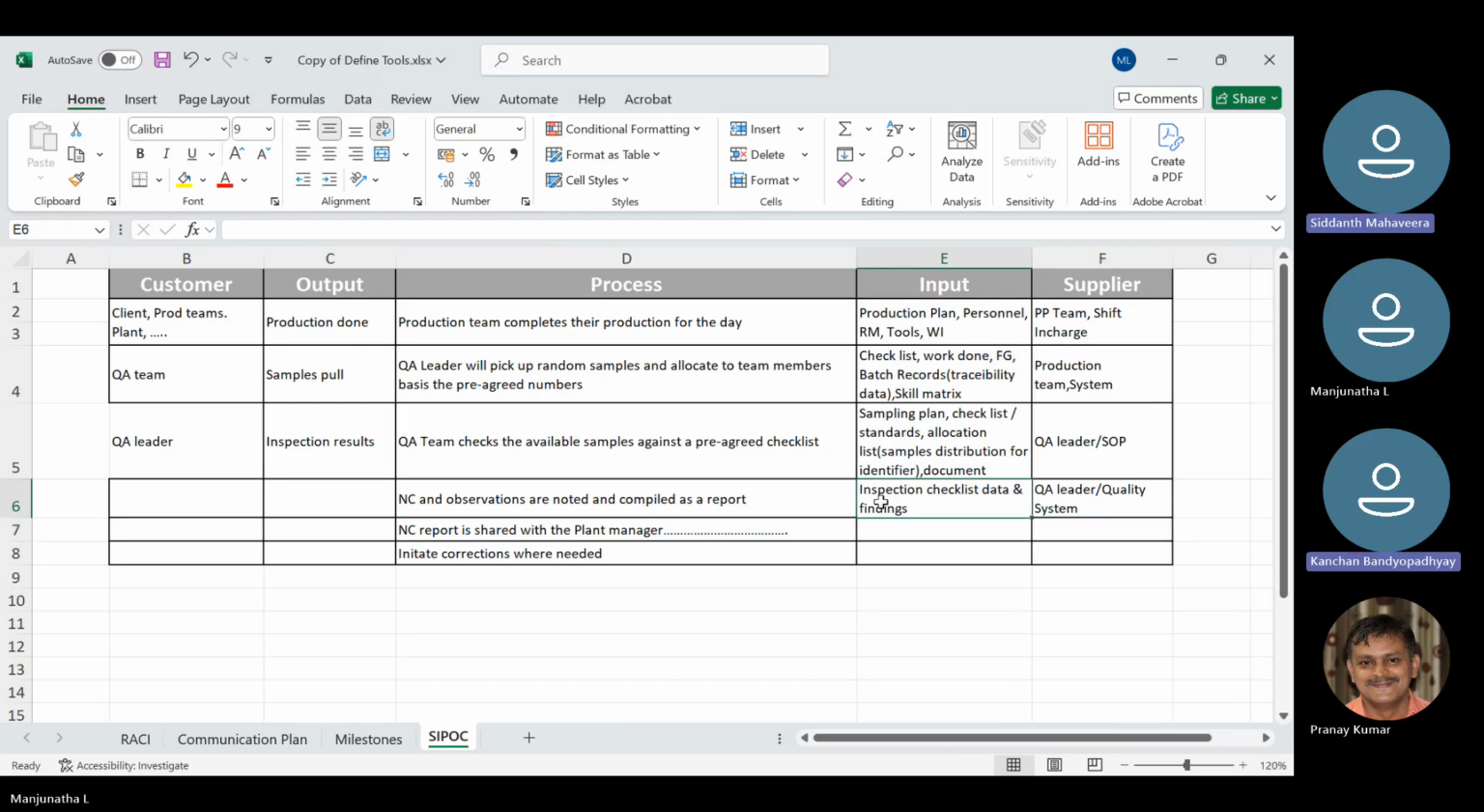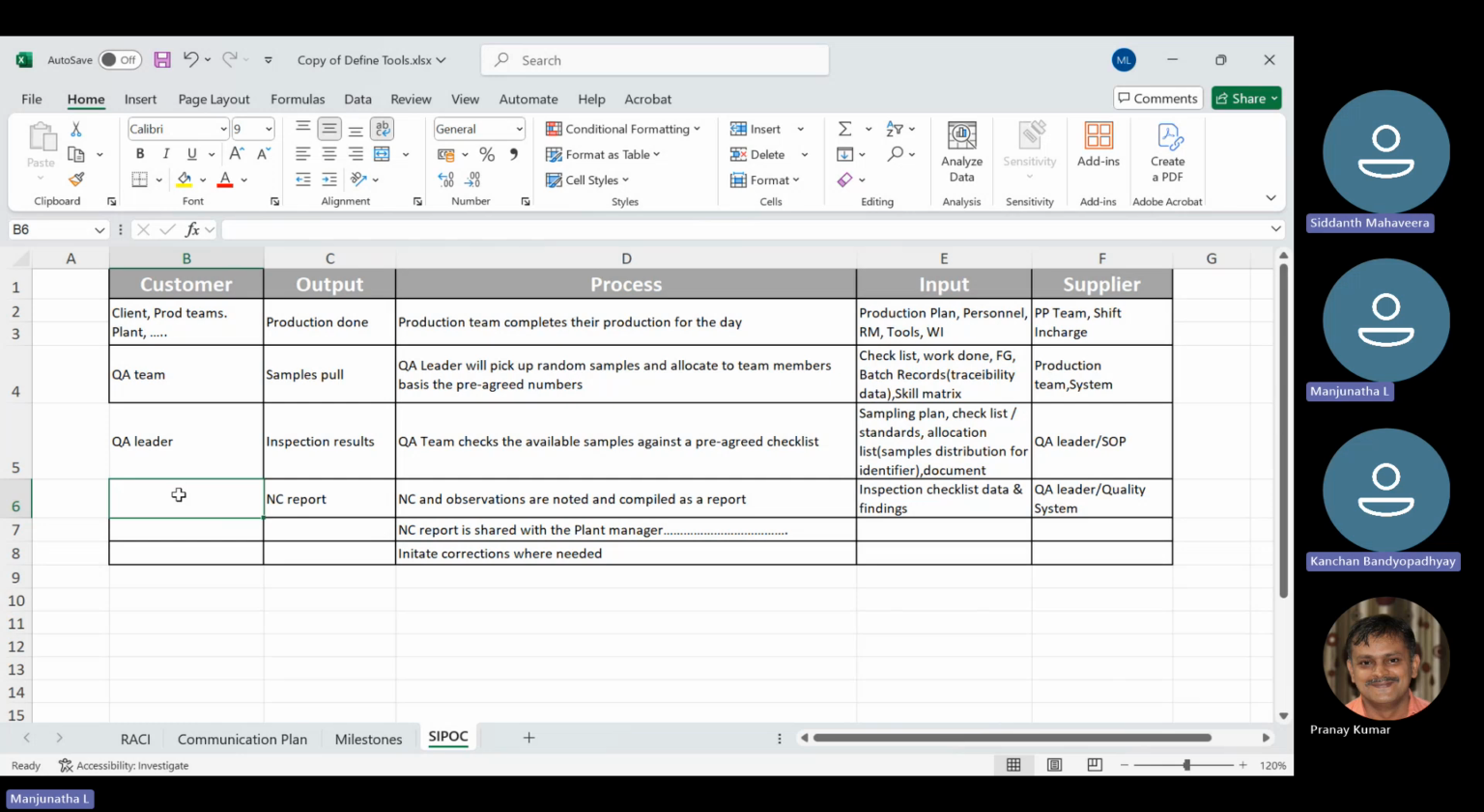And the output would be basically the report, the document, the NC report. The NC report is basically the defect report, if I'm not wrong. Yeah, NC or observations report.